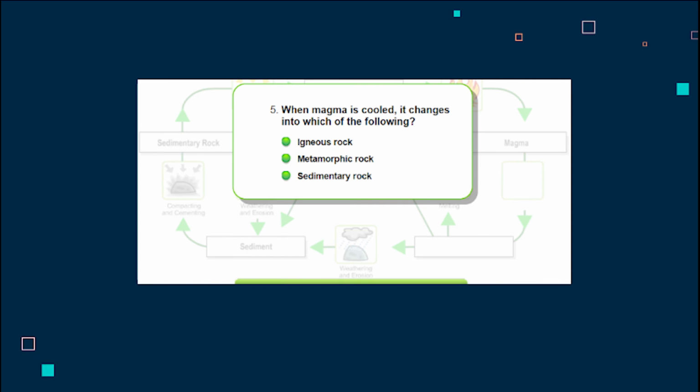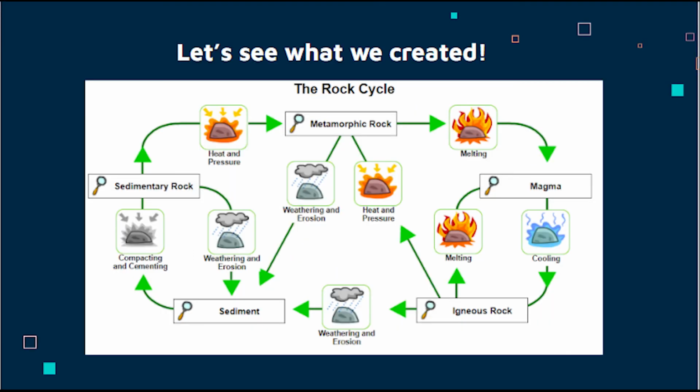Remember when we talk about magma? Above the earth's surface, beneath the earth's surface, we have 2 types of this type of rock. If you said igneous rocks, you are correct. Let's see what we created. So we have created the rock cycle. As simple as that. We have created the rock cycle.